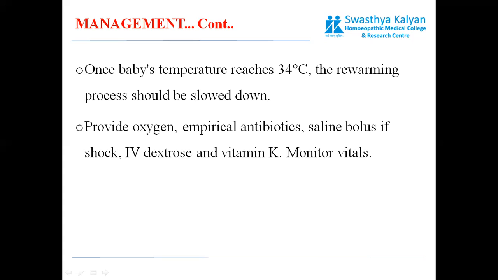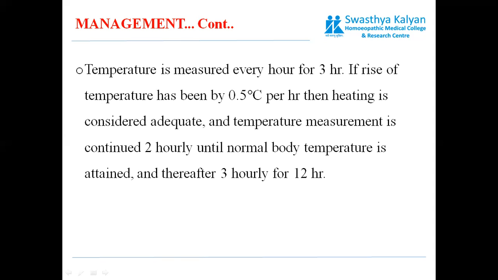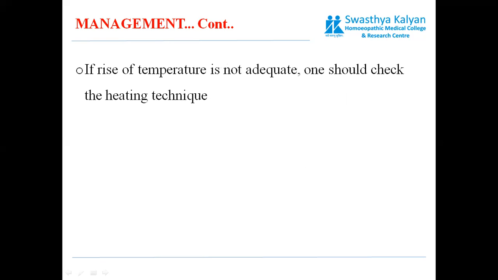Now, if the temperature is not rising adequately, then we should check if the baby is getting adequate amount of the heat. Then provide oxygen, empirical antibiotics, saline bolus. If there is a condition of shock, then IV dextrose and vitamin K should also be given. Vitals should be monitored properly. So this was all about the management of severe hypothermia. With this, we complete our topic, thermal protection. Thank you.